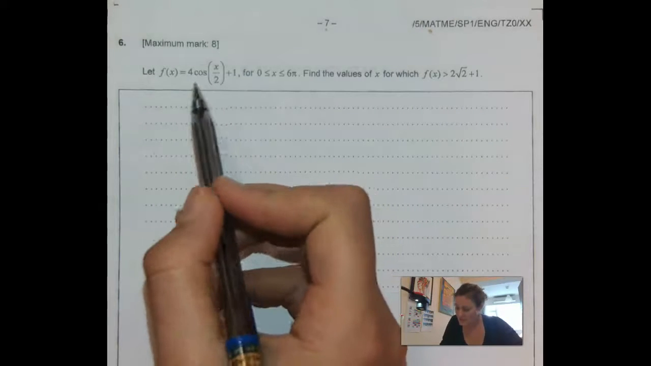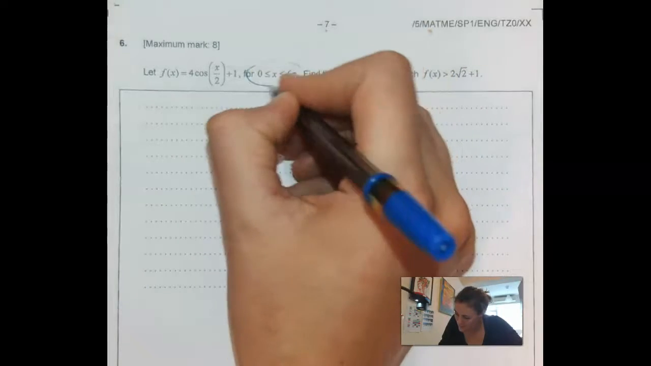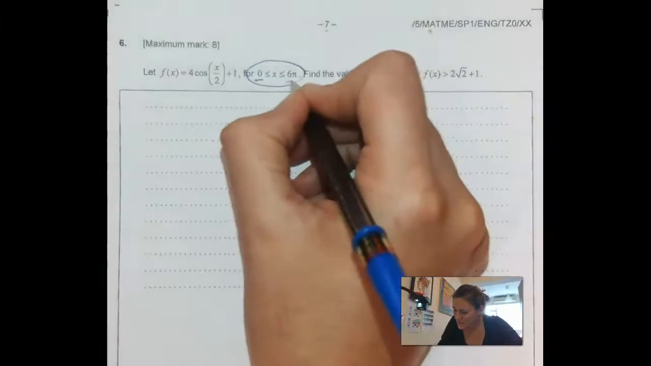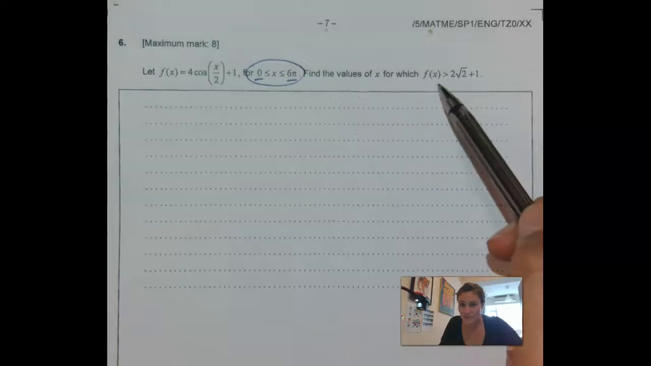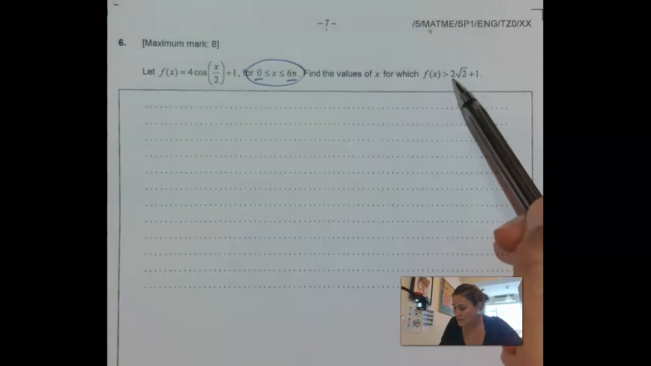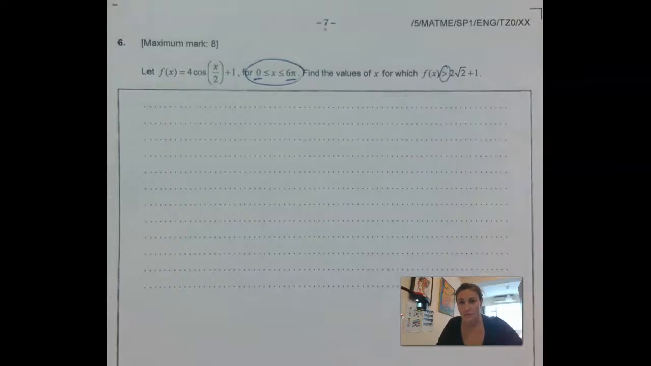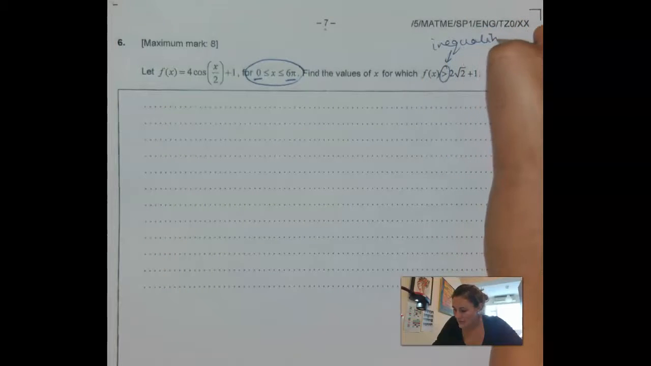So we've got f of x is 4 cos of x over 2 plus 1, and we've got a slightly bigger than normal domain here. We'd normally be thinking 0 to 2 pi, but this goes up to 6 pi. And find the values of x for which f of x is greater than 2 root 2 plus 1. So again, this is slightly unusual as well, that we've got an inequality here, not an equal sign, so we'll have to deal with that a bit later.